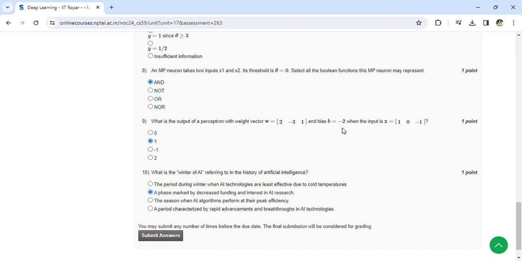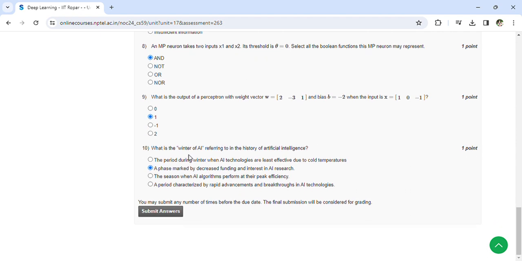Okay. So what is the output of a perceptron with weight vector w is equal to 2, -3, 1 and bias -2 when the input x is equal to 1, 0, -1? The answer is 1. What is the winter of AI referring to in the history of artificial intelligence? A phrase marked by decreased funding and interest in AI research.